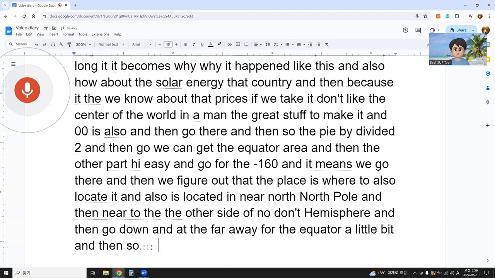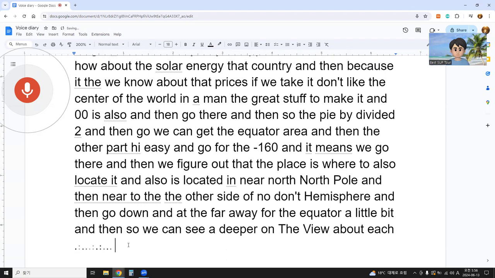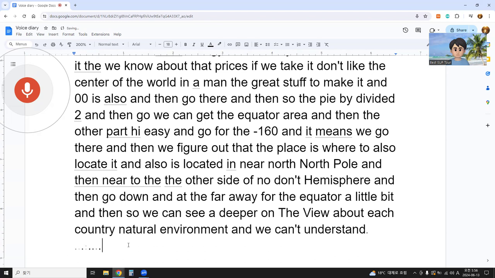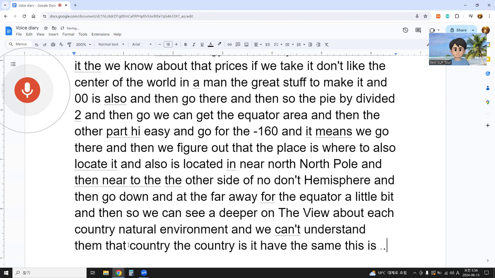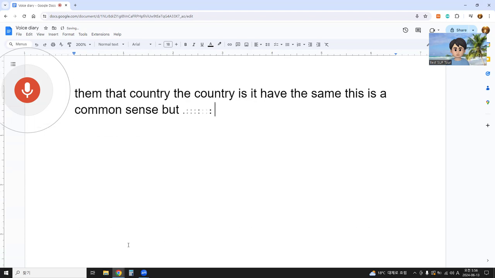So we can see a deeper view about each country's natural environment, and we can understand what the country has in common. This is common sense, but with the traditional world map by Mercator, we cannot figure out that situation.